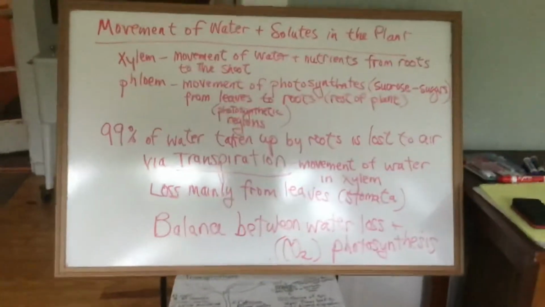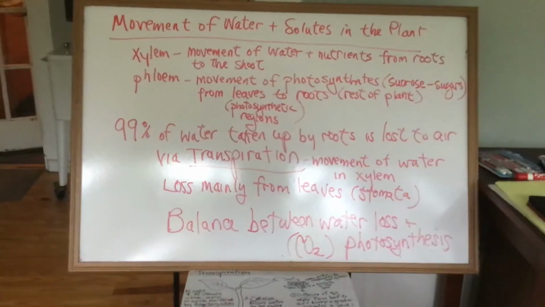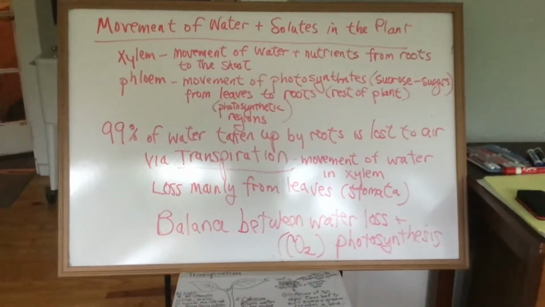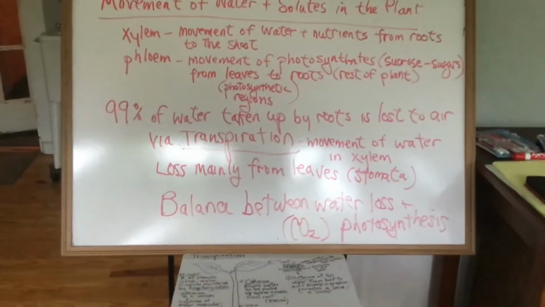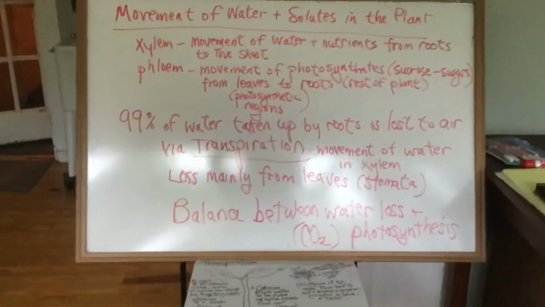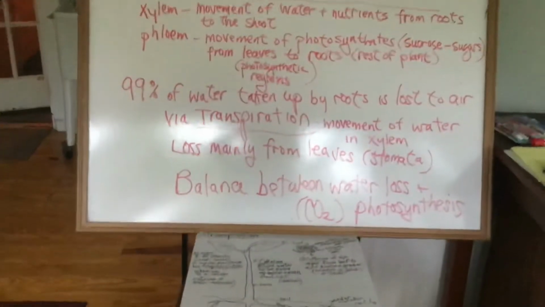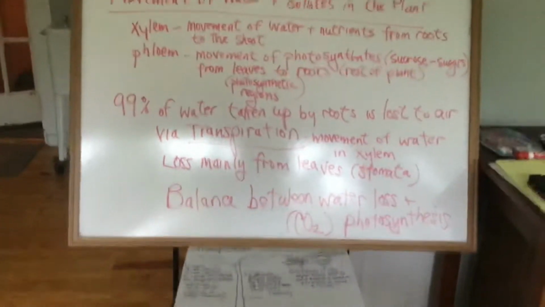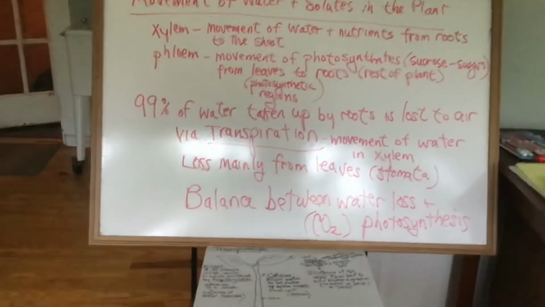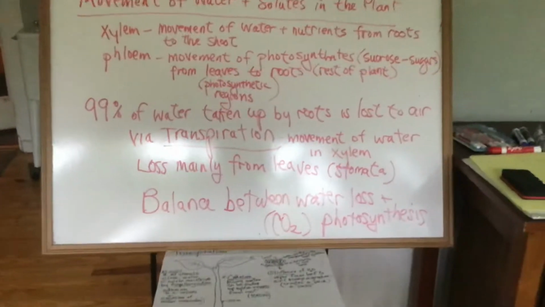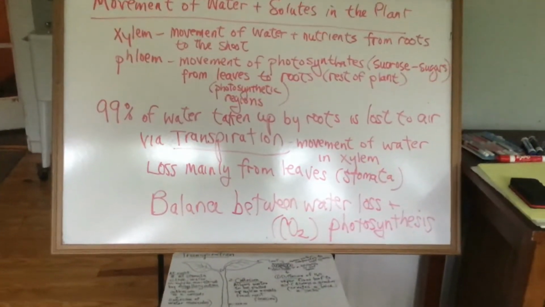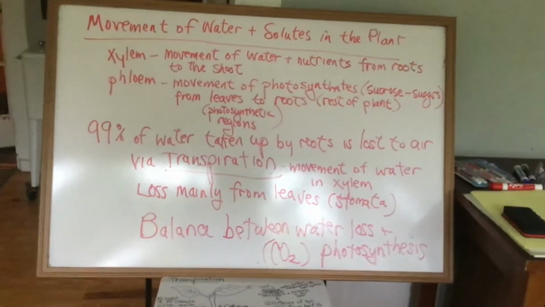99% of the water taken up by the roots is lost to the air via transpiration. Transpiration is the process that we're about to talk about. That's mainly the movement of water within the xylem, and the loss is mainly from the leaves via the stomata. The leaf has a problem where it's balancing water loss via this transpiration process and the photosynthetic process, where it has to get carbon dioxide through the stomata. So if the stomata are open, there will be some water loss, and the plant has to deal with that water loss. All right? So let's talk about the process of transpiration.